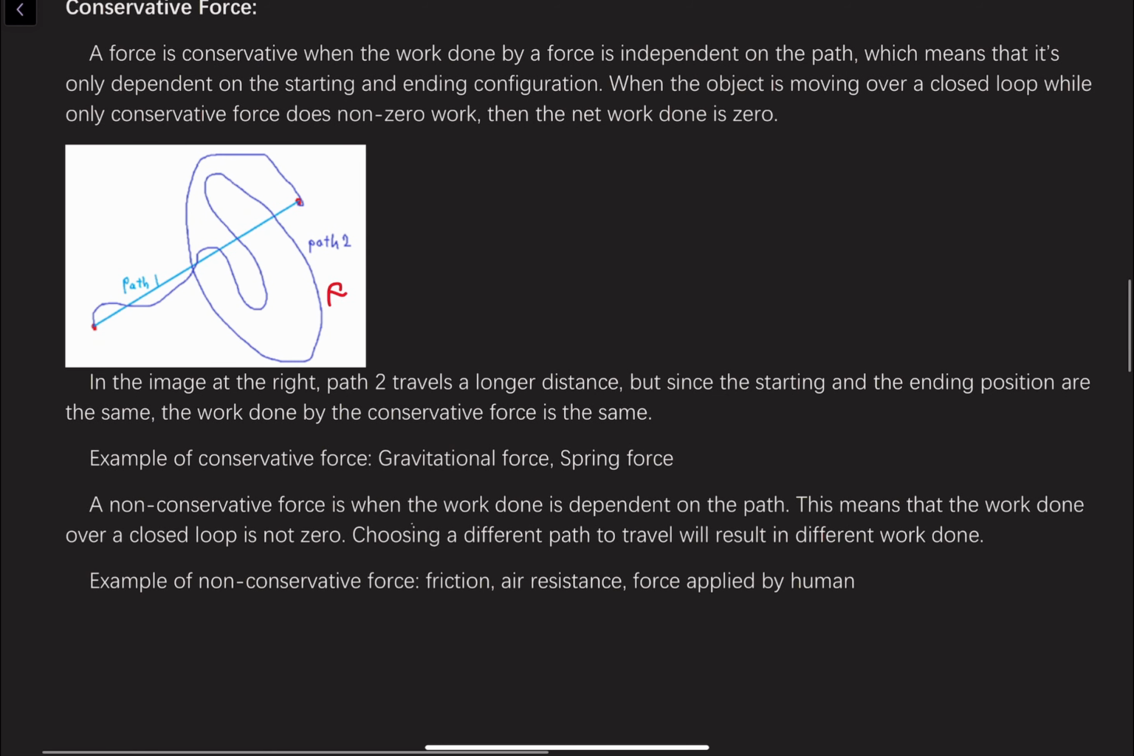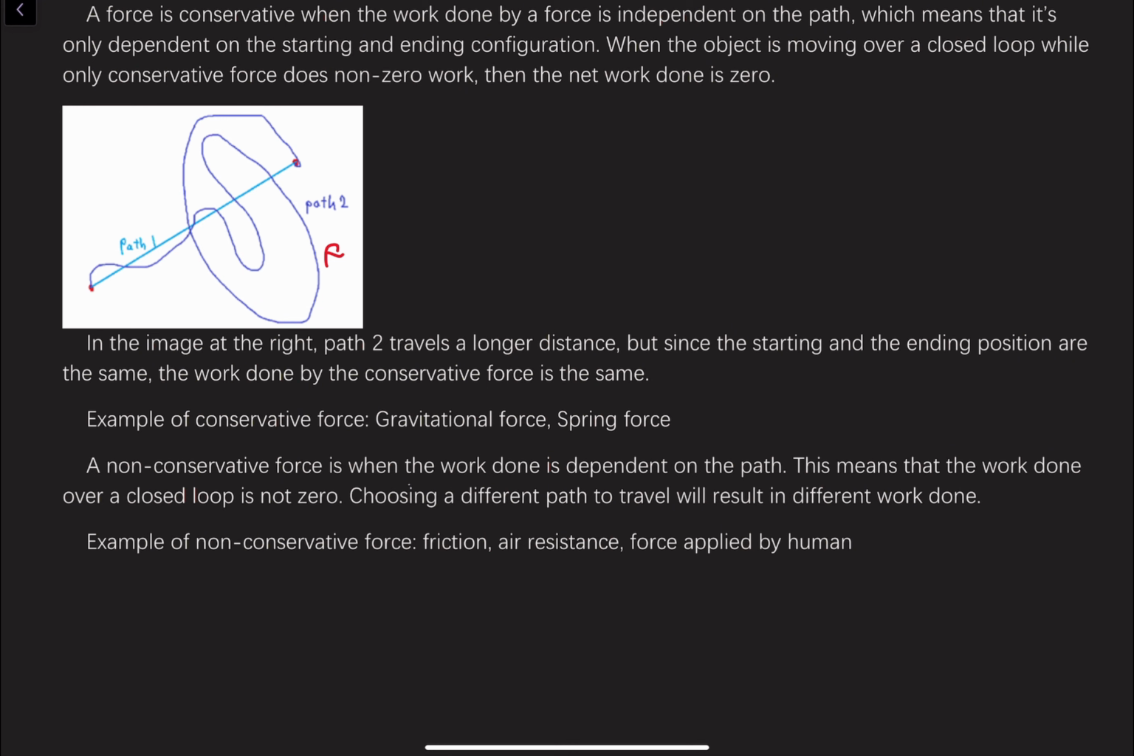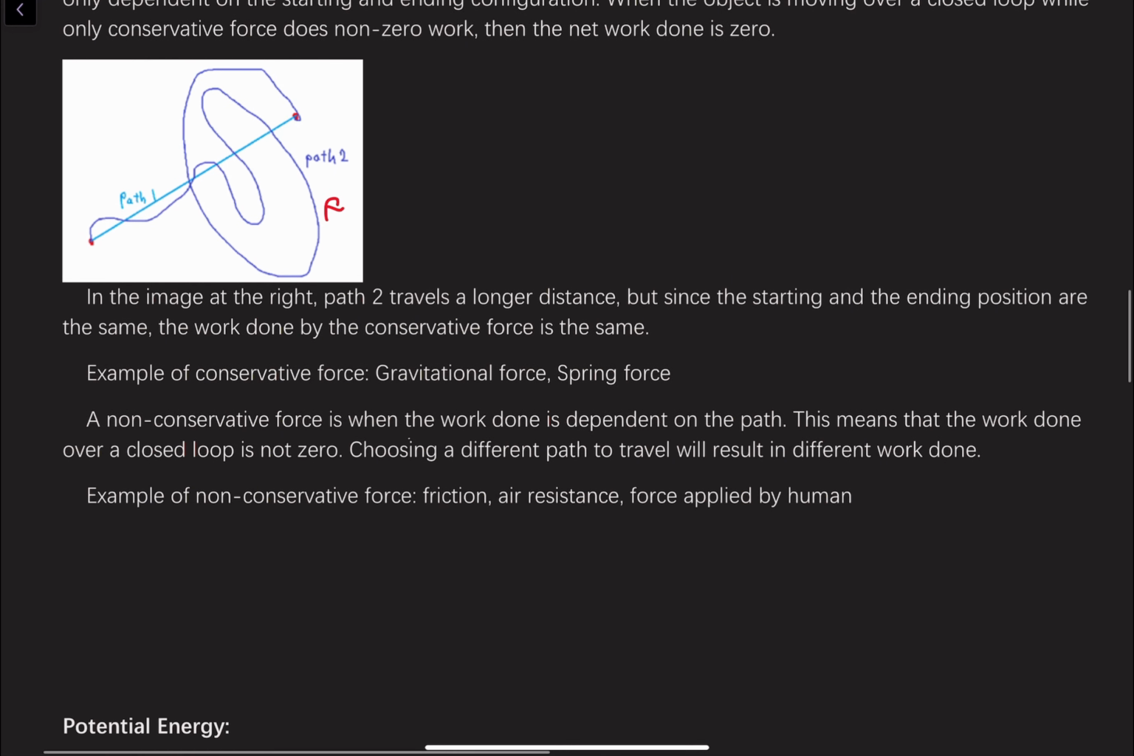A non-conservative force is one where the work done depends on the path, which means that the work done over a closed loop is non-zero. Choosing a different path might result in a different amount of work being done. Examples of non-conservative force include friction, air friction, and force applied by a human. Non-conservative force is usually non-reversible, and conservative force is usually reversible.